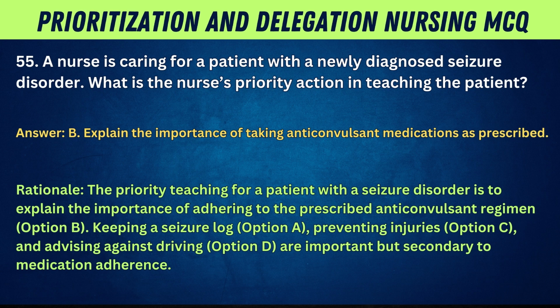Answer. B. Explain the importance of taking anticonvulsant medications as prescribed. Rationale. The priority teaching for a patient with a seizure disorder is to explain the importance of adhering to the prescribed anticonvulsant regimen, option B. Keeping a seizure log, option A, preventing injuries, option C, and advising against driving, option D, are important but secondary to medication adherence.